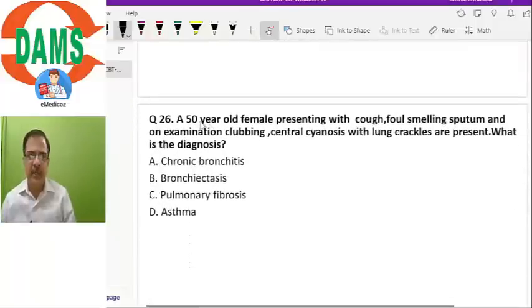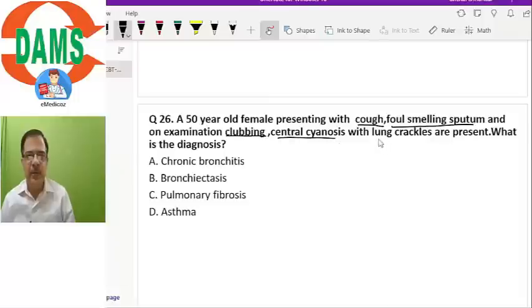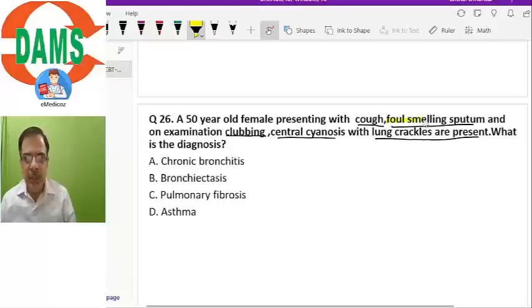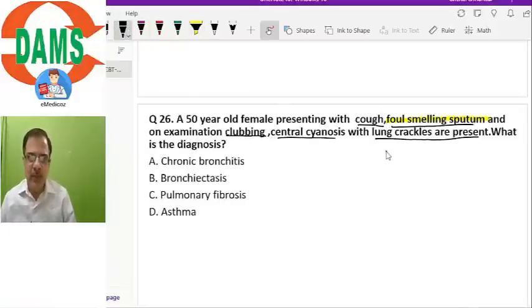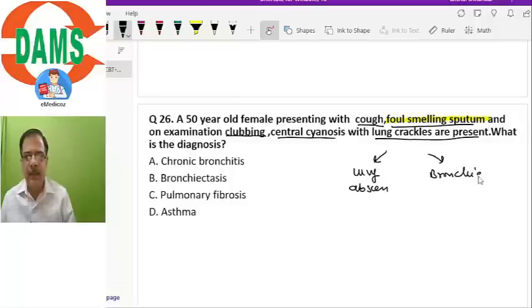Question 26. A 50-year-old female presented with a cough, foul smelling sputum, and on examination, clubbing is seen, central cyanosis is seen, and lung crepitations are present. What is the diagnosis? Whenever in the clinical question you have this information of foul smelling sputum, always think of two possibilities. One possibility will be a lung abscess, and the other possibility will be bronchiectasis.